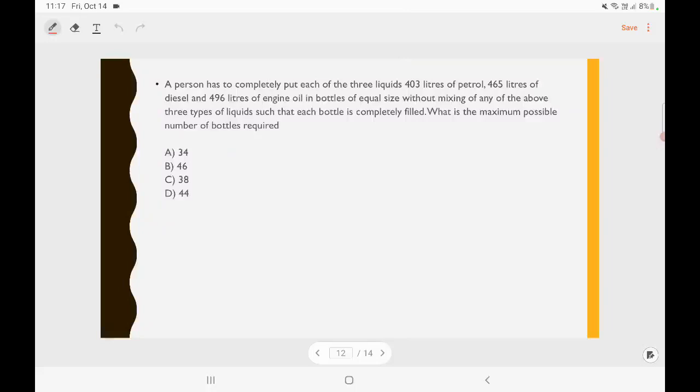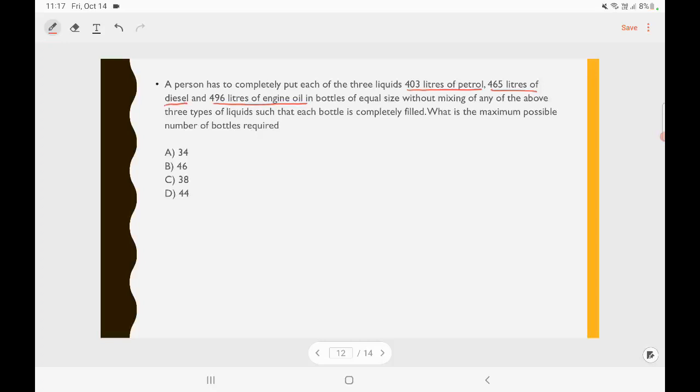A person has to completely put each of the 3 liquids, that is 403 liters of petrol, 465 liters of diesel and 496 liters of engine oil, in bottles of equal size without mixing any of the above 3 types of liquid, such that each bottle is completely filled. What is the maximum possible number of bottles required?